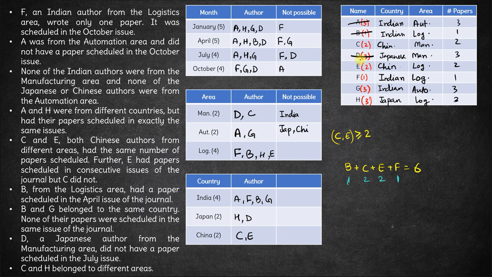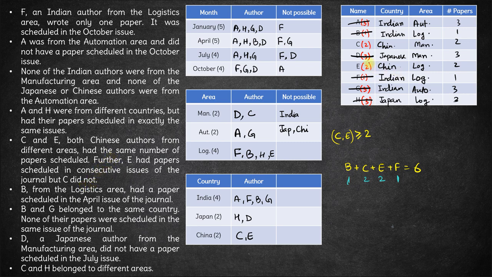We are done with this. F has to publish 1, and that is in October. We have figured that out as well. G has to publish 3, and that is January, July and October. And H has to publish 3, that is January, April and July. We have figured this out. So now we are left with C and E. For C and E, it is given that E had papers scheduled in consecutive issues of the journal, but C did not.